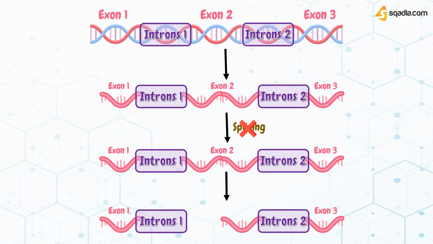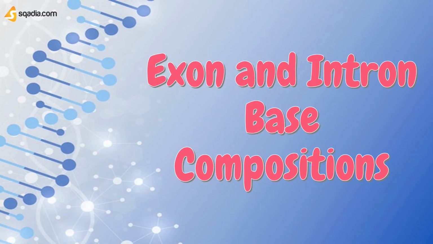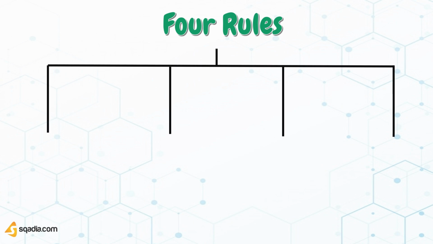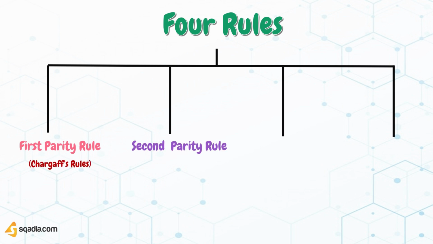Now let's discuss how exon and intron base compositions differ using 4 rules. The 4 rules for DNA base composition are the first parity rule and second parity rule, both also known as Chargaff's rules, the cluster rule, and the guanine-cytosine rule. Exons and introns can be distinguished on the basis of all rules except the first. Now let's discuss the first parity rule for duplex DNA.